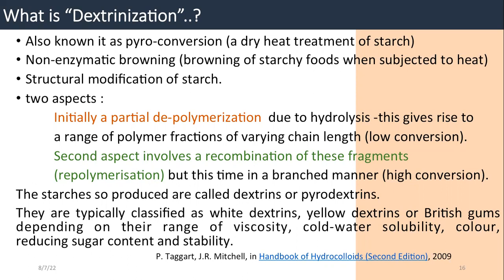Then dextrinization means a sort of non-enzymatic browning, right? So in this dextrinization, polymers are there. Then initially when we increase the temperature of starch, this is for starch, right?